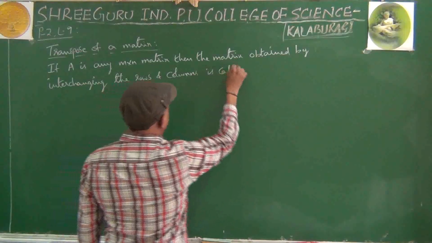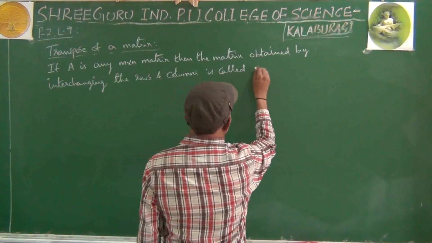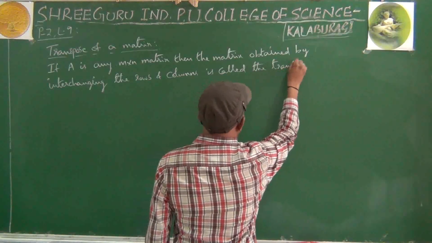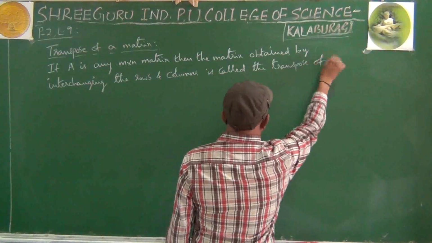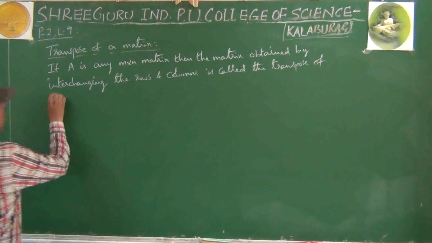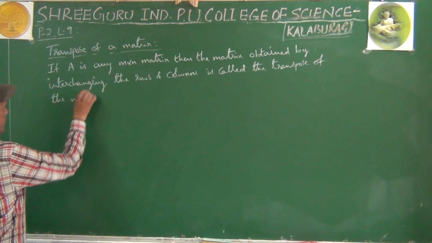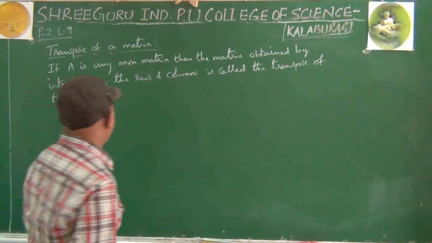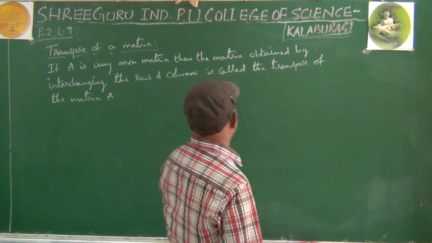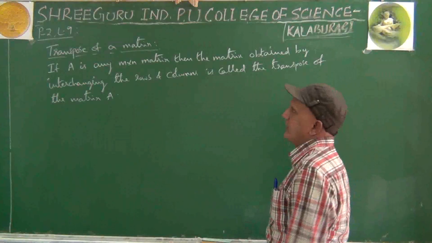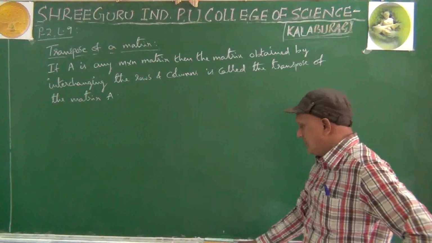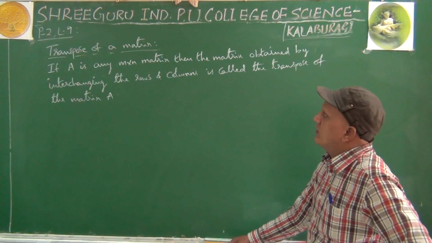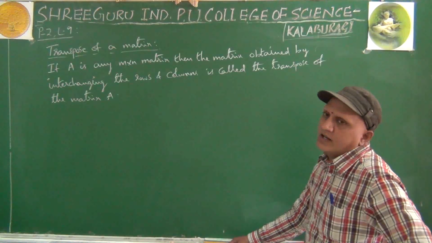Transpose of the matrix. That's it. If capital A is any m by n matrix, then the matrix obtained by interchanging the rows and columns is called the transpose of the given matrix A.